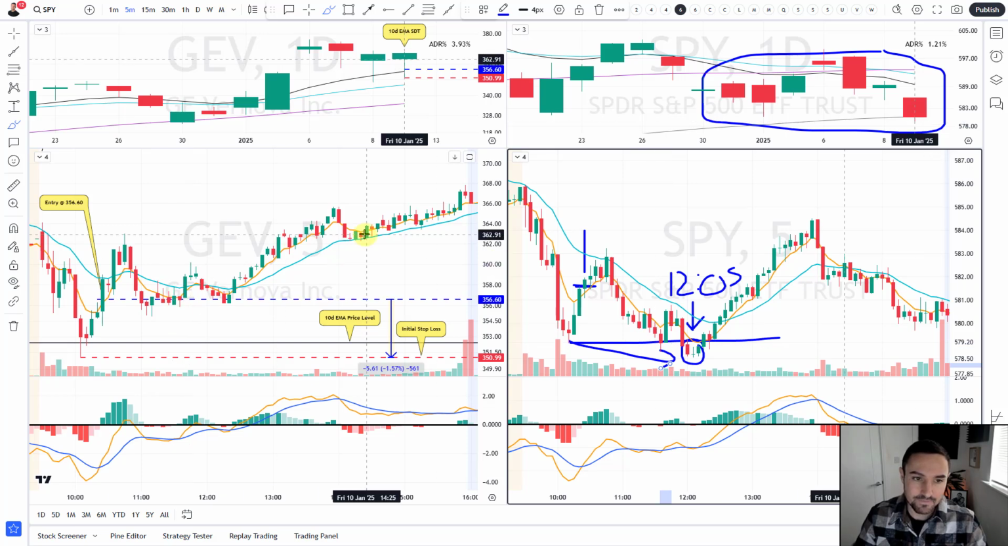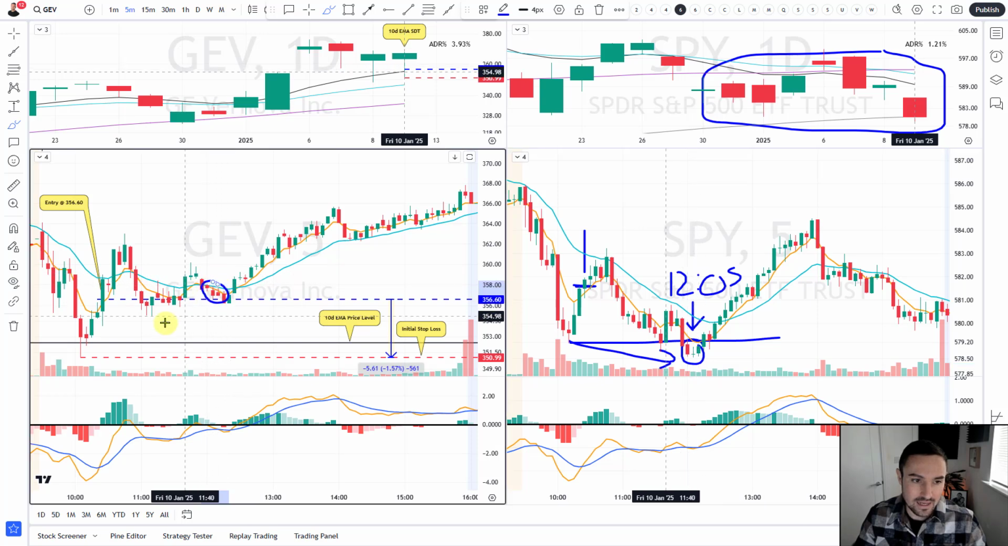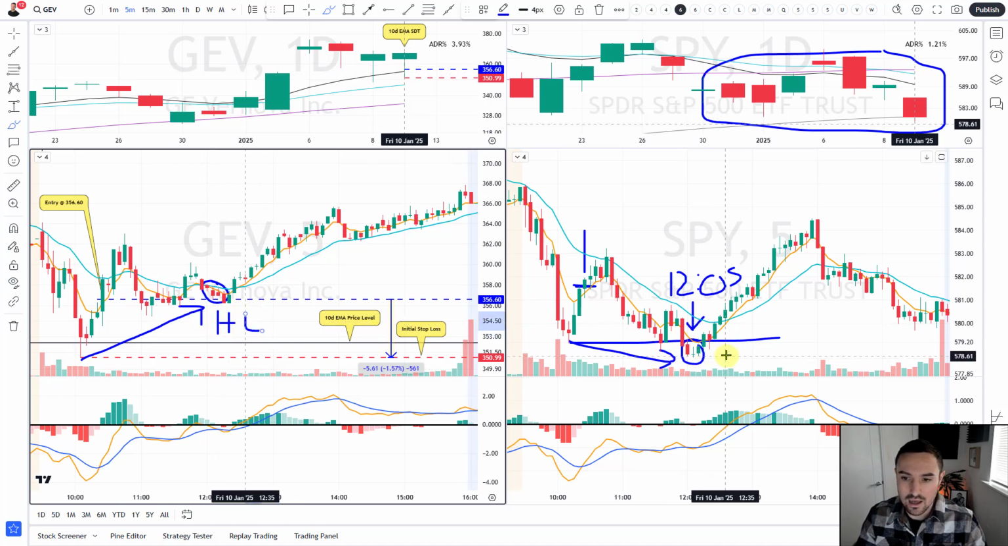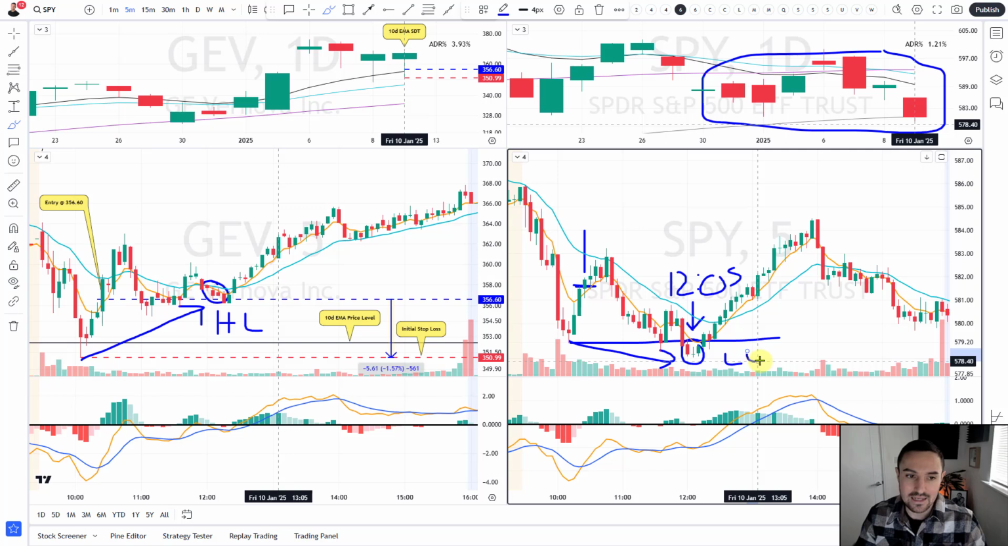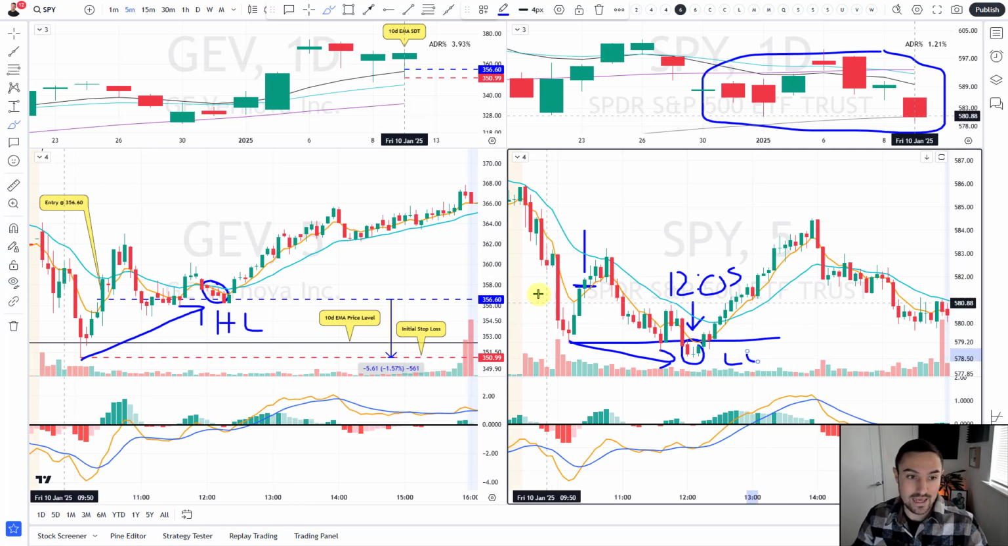But where is GEV at 12.05? Okay, let's take a look at this. GEV at 12.05 is around here. Look at the higher low. See this? This is intraday relative strength. So GEV is making a structural higher low, whereas the SPY is making a lower low. This is where you're seeing intraday relative strength.